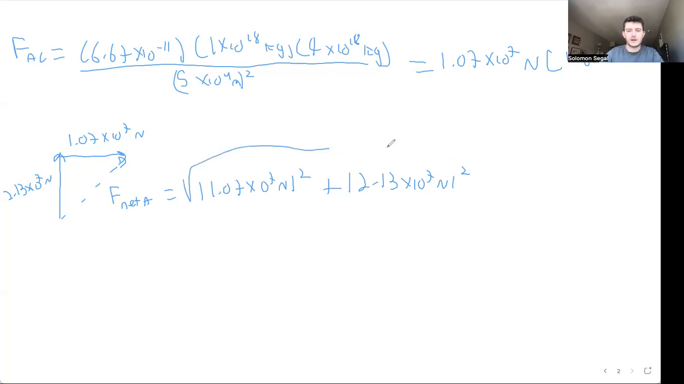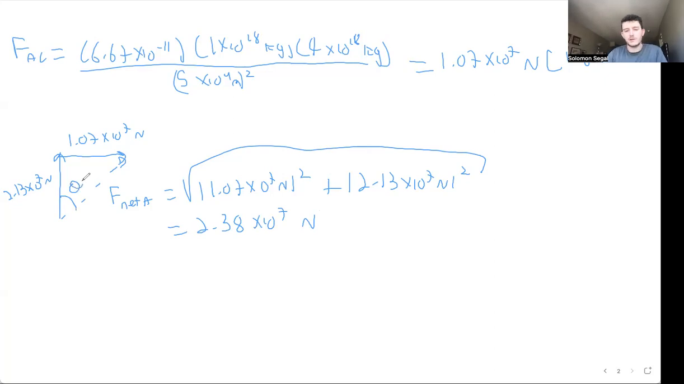It's not like I'm adding an extra ones or anything. A really bad square root sign. Oh my God. 0.7 times 10 to the 7 squared plus 2.13 times 10 to the 7 squared. Take the square root. We get 2.38 times 10 to the 7 newtons. So that's the net force that is being exerted on A.